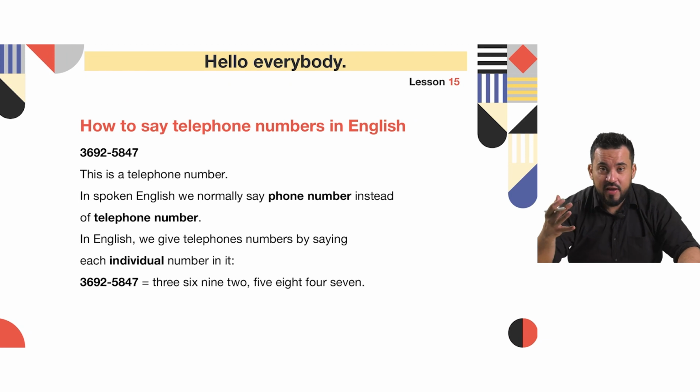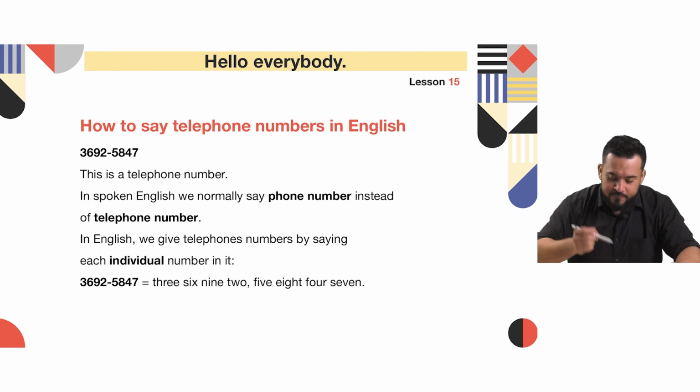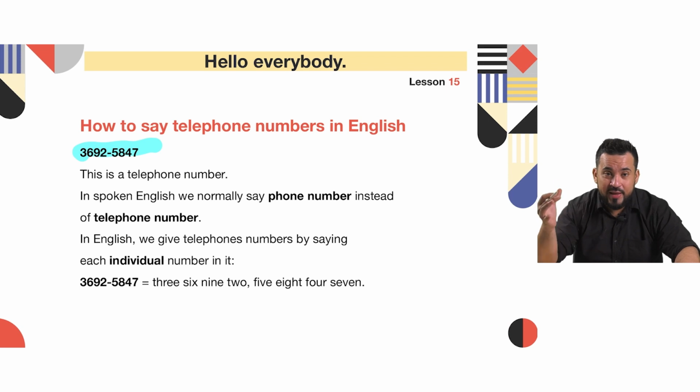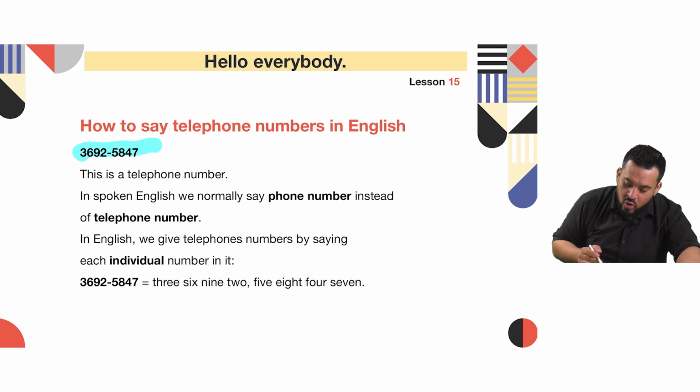Okay, now how to say a telephone number in English? Basically, when you say a telephone number in English, you say each individual number, okay? For example, if someone asks, what's your phone number? You will start with "it's," and then you will say the number. It's 3692-5847.